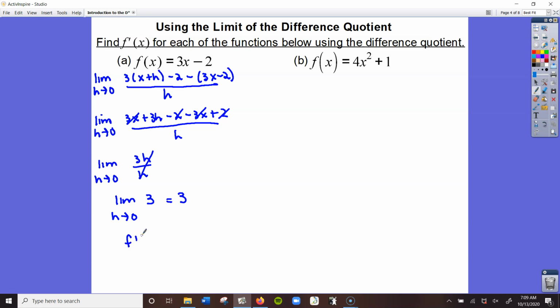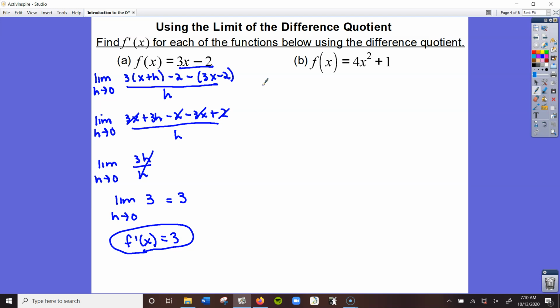So my f prime of x, the derivative of that particular linear equation, is equal to 3. Now this one does equal a number, and that's because the function is linear, meaning that if you were to draw a tangent line anywhere on that line, the slope is always going to equal 3, no matter where you go on the line. And this makes sense, right? Because a line doesn't curve, it doesn't change direction, so no matter what, the slope is always the same on that line.